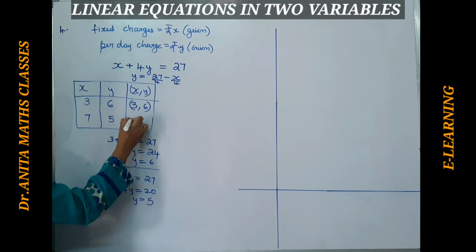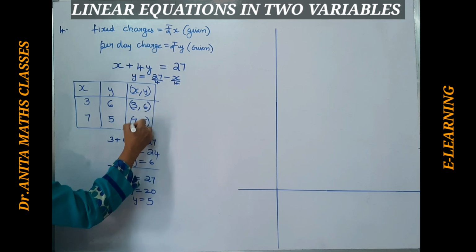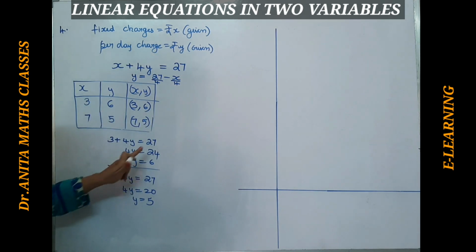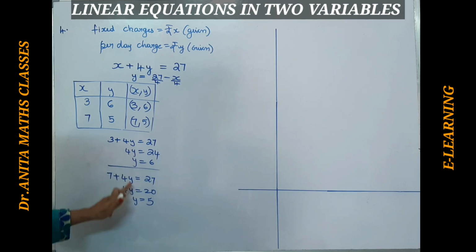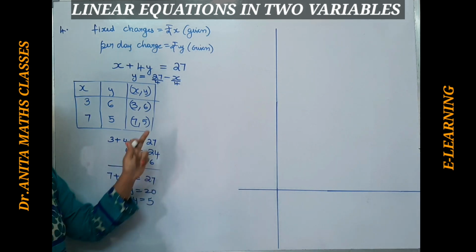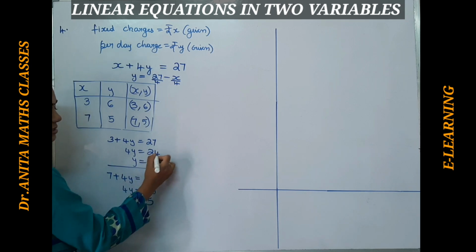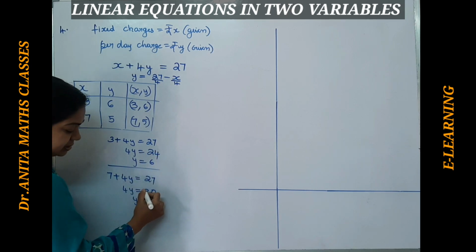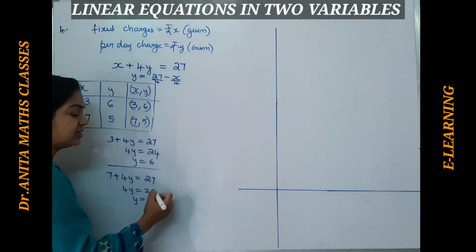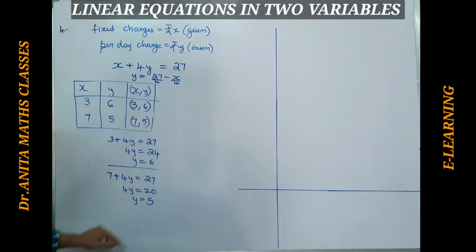When X is 7, Y is 5. Here I have taken 3 and 7 because 27 minus these values can be easily divided by 4, that is, they are multiples of 4. See, 27 minus 3 is 24, which is a multiple of 4, and 27 minus 7 is 20, also a multiple of 4. Otherwise you will be getting some fractions. So I have taken 3 and 7.